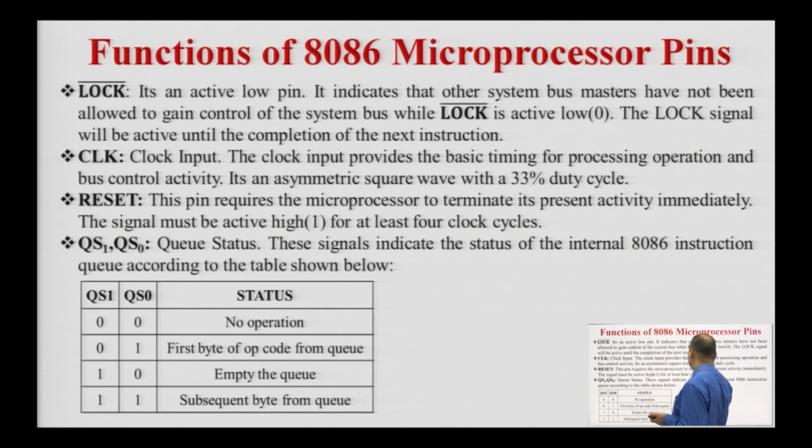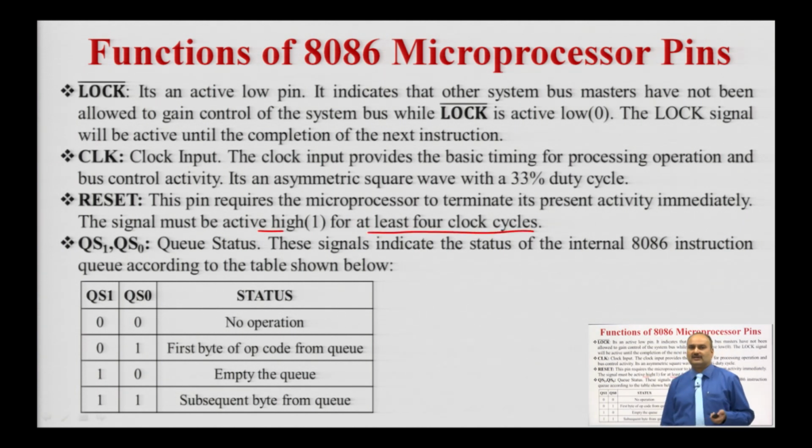Reset pin is used to reset the microprocessor. When the microprocessor is reset, it will restart and resume the operation from the starting location. So, this is the use of that. This pin requires the microprocessor to terminate its present activity immediately. The signal must be active high for at least 4 clock cycles.